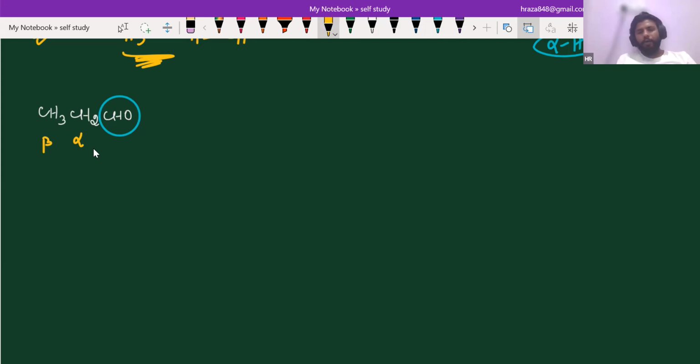And aldol will occur only if there is alpha hydrogen. So you can see there are two alpha hydrogen. That means aldol is possible here. So I'm going to write in this CH3, CH, and then H, and then this is your C double bond OH.